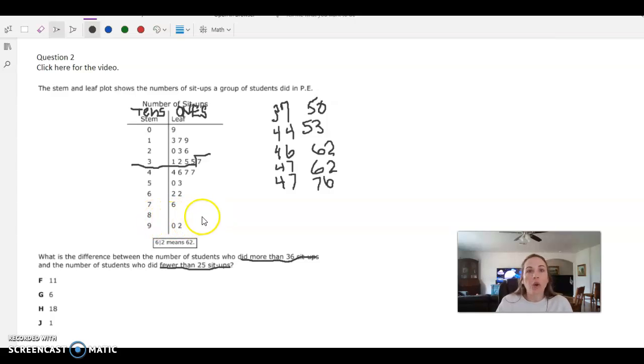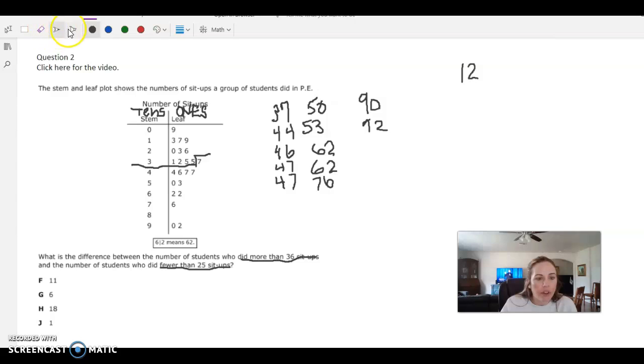Now, there's no 1s in the 80s place value. So that means that no one did any push-ups in the 80s, so we're not going to count anything in the 80s. But we do have a 90 and a 92. So let's count all of these kids. They are the ones who did more than 36. 1, 2, 3, 4, 5, 6, 7, 8, 9, 10, 11, 12. So there were 12 kids who did more than 36.